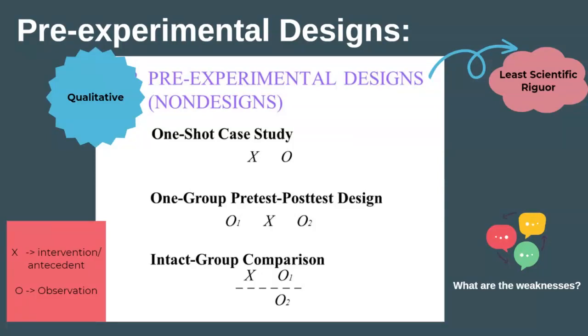Okay, hopefully that makes sense. The last one is an intact group comparison. So it's literally the same thing as a one-shot case study, but you have two groups. I mean, sorry, not two groups, you have two observations. So a thing happens, you come and observe it once, you wait 6 months, and you come and observe it again. You don't measure before, you are only measuring after.